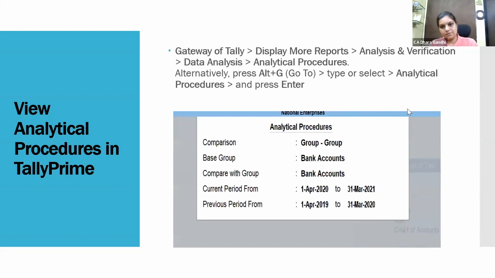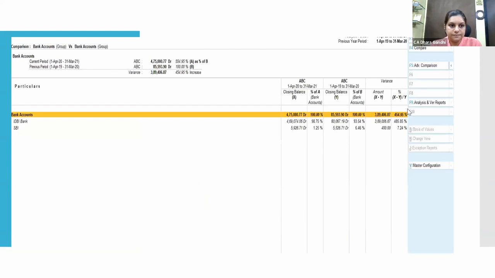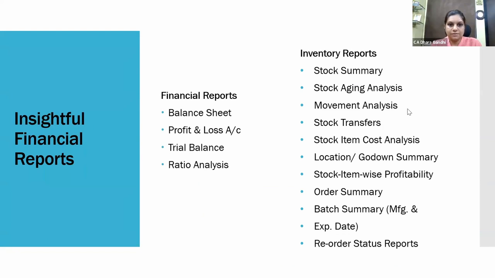Analytical features also we have seen: group to group comparison, group to ledger comparison, ledger to ledger comparison, along with last year comparative and the final variance. This also we have covered. Highest, lowest we have covered. Apart from this, you get good features of stock summary. Some of the features of stock summary we have run. Movement analysis we have run. Stock queries we have seen.